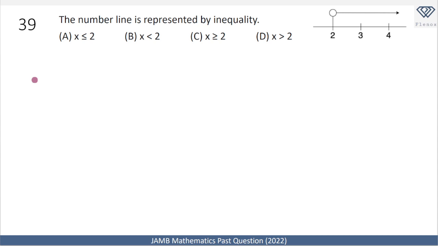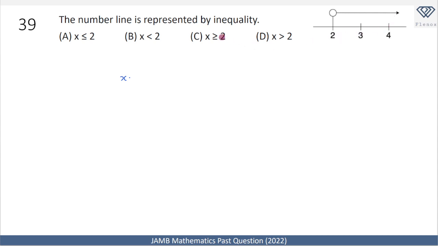Now to the next question. It says the number line is represented by which inequality. So we are given this number line and we are told to find what inequality represents it. Now this is pretty straightforward. We see that the direction of the arrow is pointing greater than 2. So we know that x is greater than 2, because it's pointing in the direction of x being greater than 2.